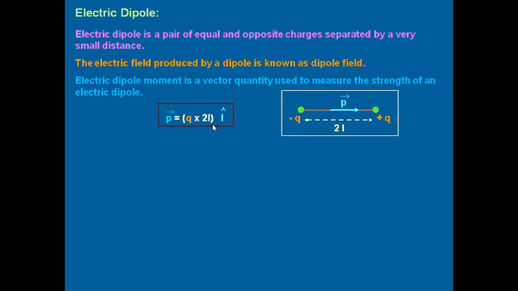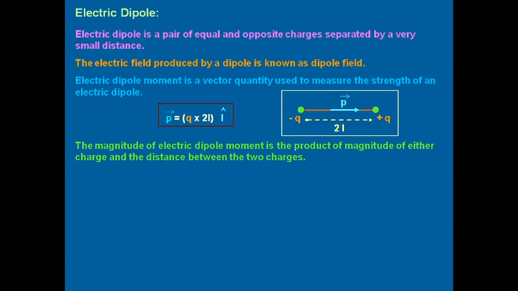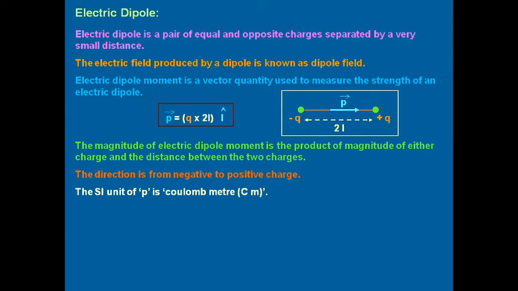So it is q into 2L, the length of the dipole, and the direction is the direction along which we measure the length. Length is measured from minus q to plus q. That's why the direction of p is always from minus q to plus q, because q is a scalar. The magnitude of electric dipole moment is the product of the magnitude of either charge and the distance between the two charges. That is also called dipole length. The direction is always from negative to positive charge.